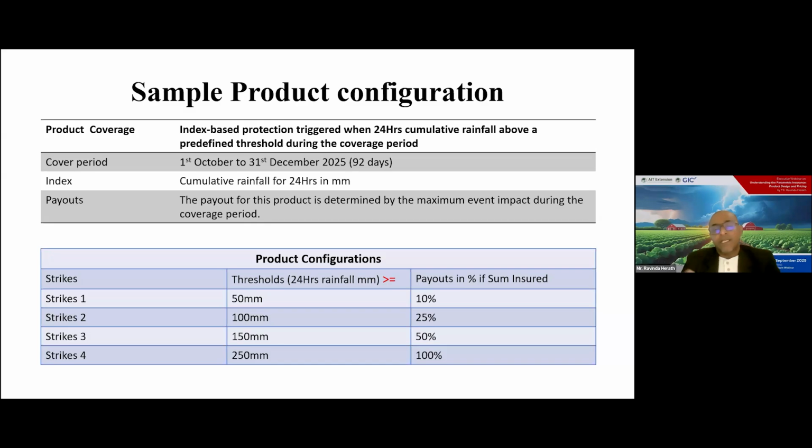And the payout in line with those slabs, how the payout is arranged: first strike met, then 10% paid, second strike 25%, third strike 50%, and the exit trigger is 100%.